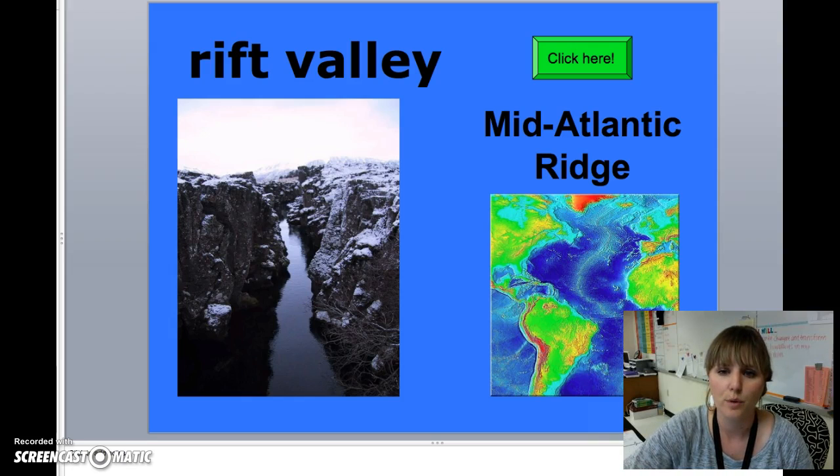Here's an example of a rift valley, and then here in this map you can see the mid-Atlantic ridge. That's all over transform and divergent boundaries for today.